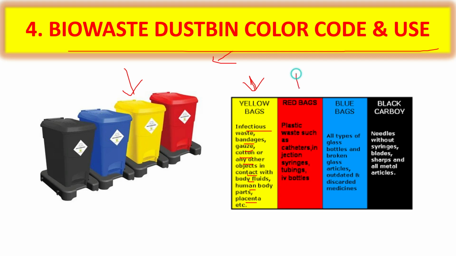Next, in red bags or red dustbin, we will discard plastic waste such as catheters, injections, syringes, etc. In blue bags, all types of glass bottles or broken glass are collected, and in black carry bags or black dustbin, we collect any sharp and metal particles, blades, syringes, anything.